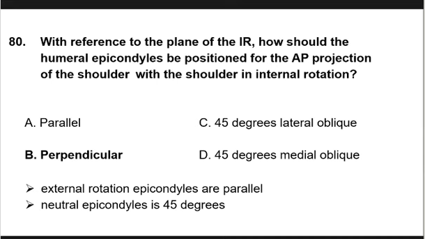Pag sinabi nating oblique position, normally, that is where the body is rotated 45 degrees. Diba? Kaya 45 degrees ang humeral epicondyles sa AP neutral projection of the shoulder. 45 degrees dahil naka-oblique ang humeral epicondyles.